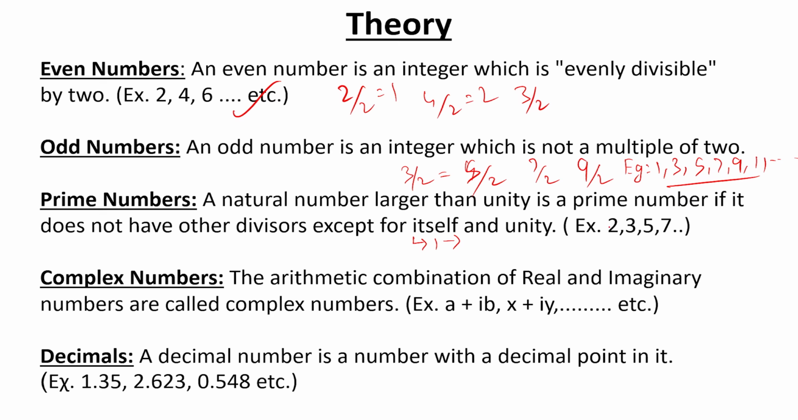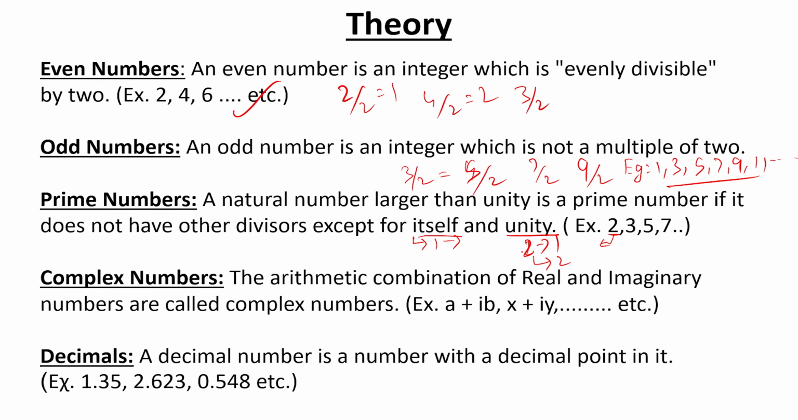Since in the definition we already gave some examples, see, 2, right? 2 can be divisible by 1, 2 by 1 is 2. 2 can also be divisible by 2, 2 by 2 is 1. Okay? Here the definition is saying a natural number larger than unity, 2 is larger than unity, if it does not have other divisors except for itself, and that means for 2, the divisors are 2 itself and the unity, 1.